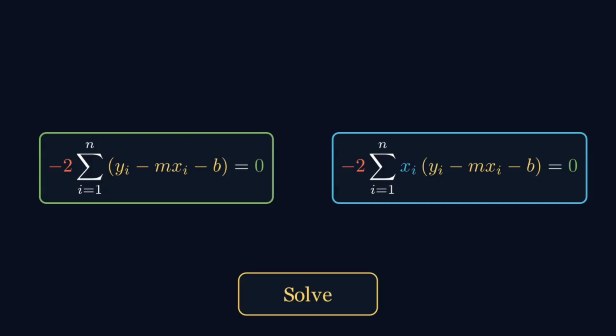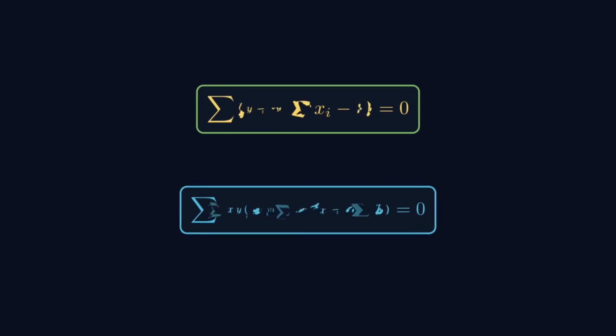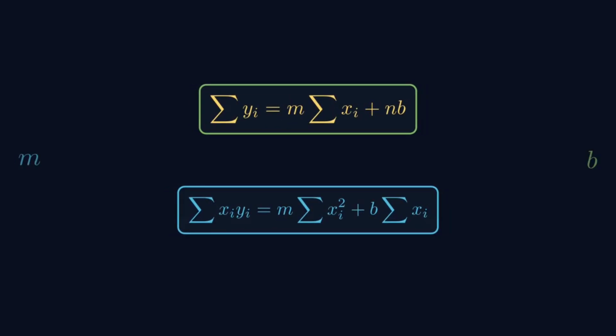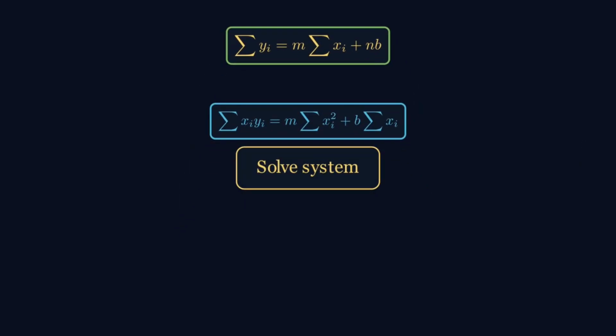So now it becomes a familiar problem, just algebra, simultaneous equations. We take these two equations and solve the system. At first, it looks messy: summations, m's, b's, terms everywhere. But notice something important. These equations aren't random. They're structured. Every symbol means something. Every term came from the geometry of the problem.